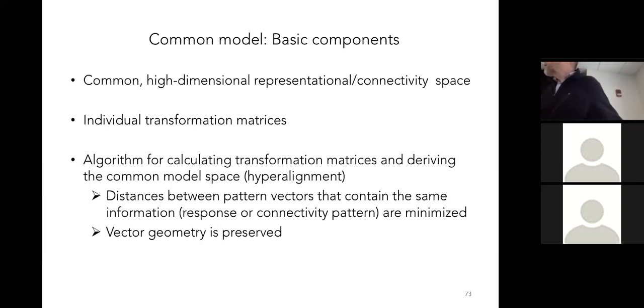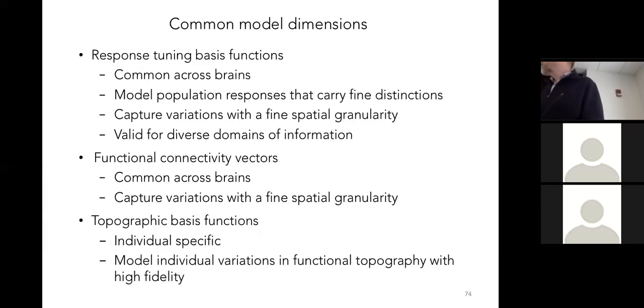The distances between pattern vectors that contain the same information are minimized. That's the whole purpose of hyperalignment. And because we use Procrustes or something related, we preserve the vector geometry from the individual brains into the common model space.